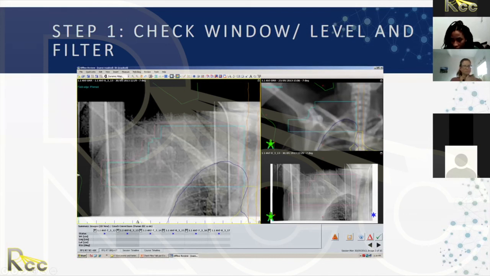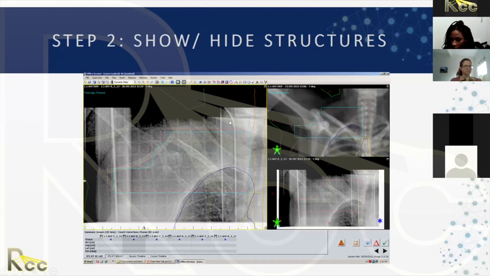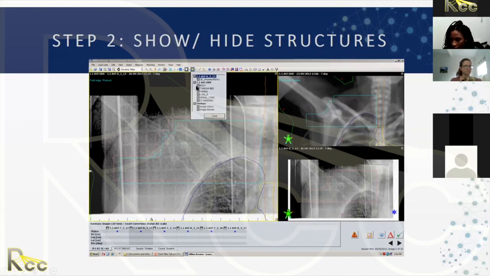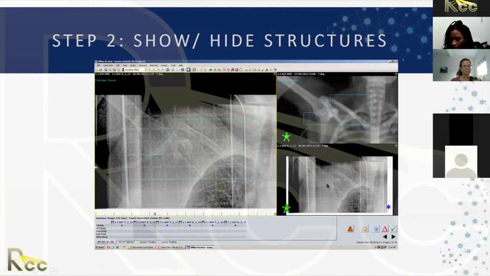Some other things that I had mentioned earlier: you can check your window and level and change your filter level. For breast ports, I usually like to use the dynamic filter, but there's a whole host of things, and you can sort of play with it and see which ones make the most sense for you. You can show and hide structures. So here the cord is delineated, the carina is delineated. To hide any structures that you don't want to see, if they're obscuring your view, you click on the show and hide structure button. You can uncheck these buttons and they will hide all the structures.